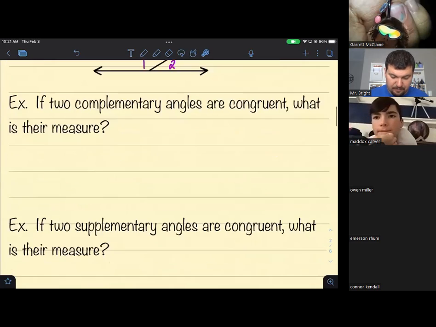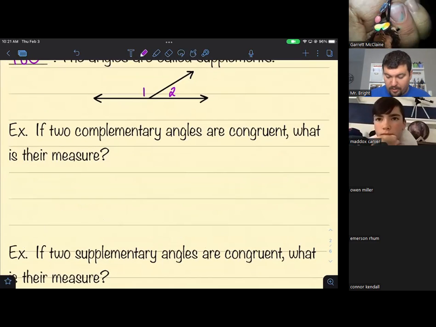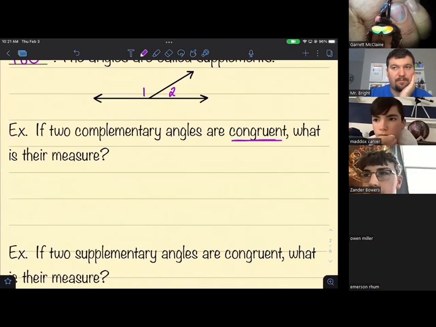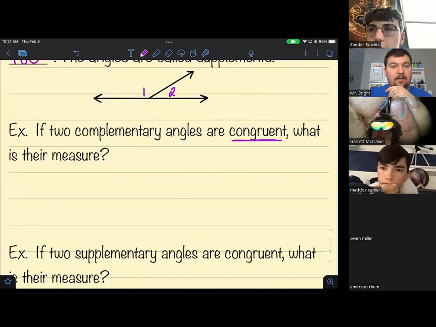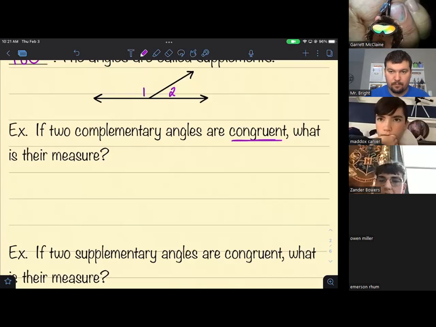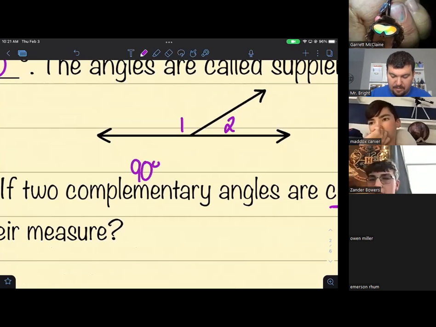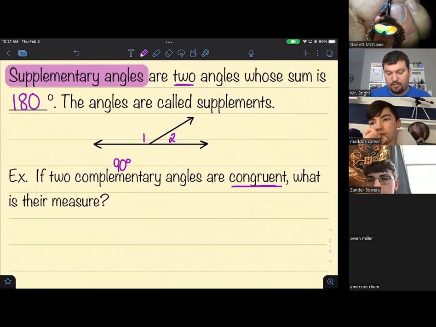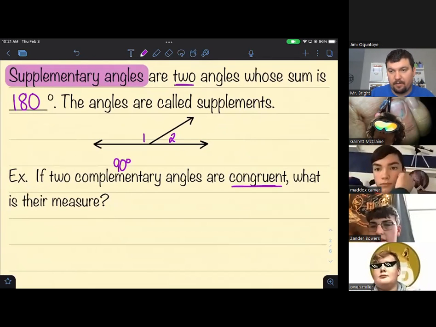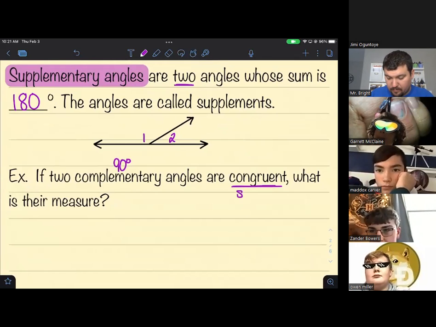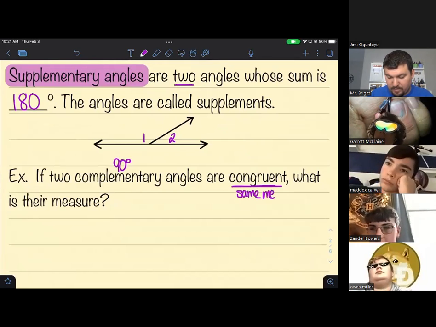Here's a question for you guys. If two complementary angles are also said to be congruent angles, how big would they be? What would their angle measure be? If I told you two angles were complementary and they're also congruent, what would that tell you about the size of those angles? Xander? They'd equal 180. Complementary means they equal 90. They add up to equal 90. So if I told you that two angles added up to 90, Xander, and they were also the same size, or the same measure, which is actually what congruent means, how big would they be?